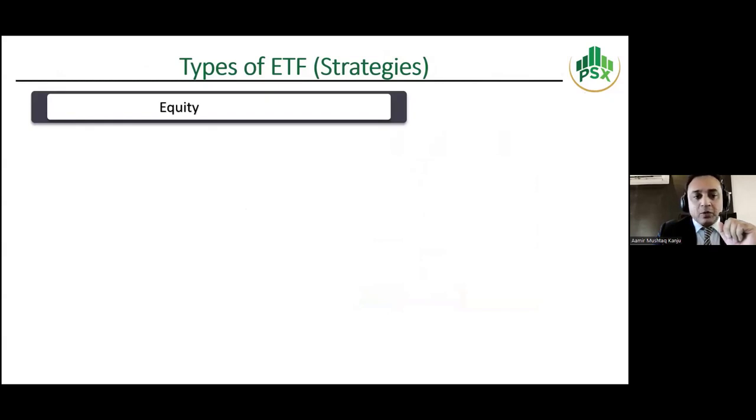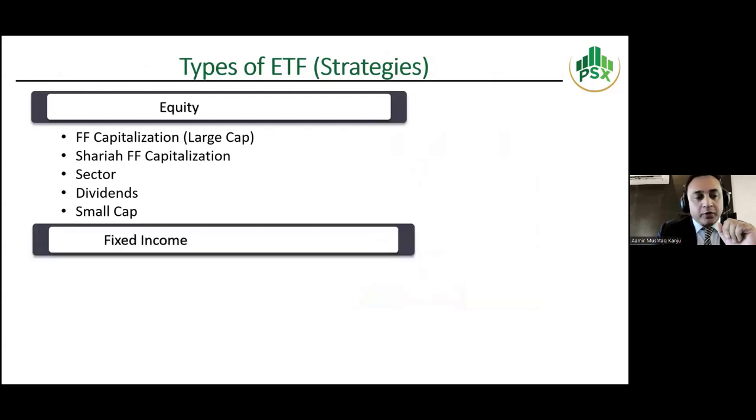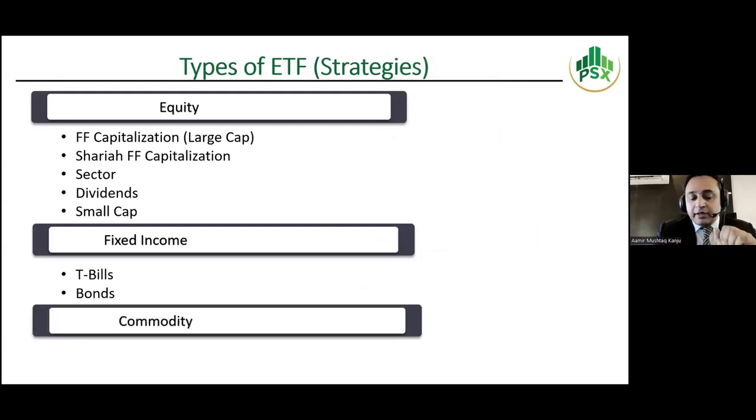In terms of local market, we have equity funds, we have fixed income ETF funds, and we are working to develop some commodity ETFs as well. On the local equity side, there could be free float based equity ETFs, for instance, where large cap companies are part of that ETF fund. We can also have Sharia based free float capitalization. We can also develop a sector based ETF, a fundamental strategy, for instance, dividend based ETF, and a small cap ETF. On the fixed income side, T-bill and bond, and on the commodity side, gold, precious metal, and energy.